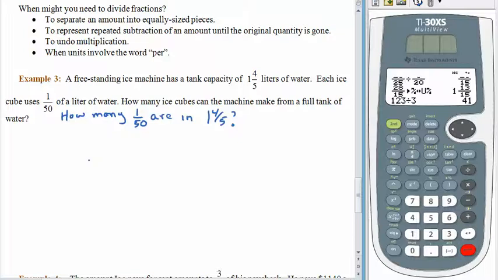So let's answer the question. How many 1/50ths are in 1 4/5? And of course, the setup starts as 1 4/5 divided by 1/50th. Not because 1 4/5 is the larger number, but because of the way this is worded, "are in this." So we're starting with the 1 4/5 amount, and we're chopping it up into pieces of this size.